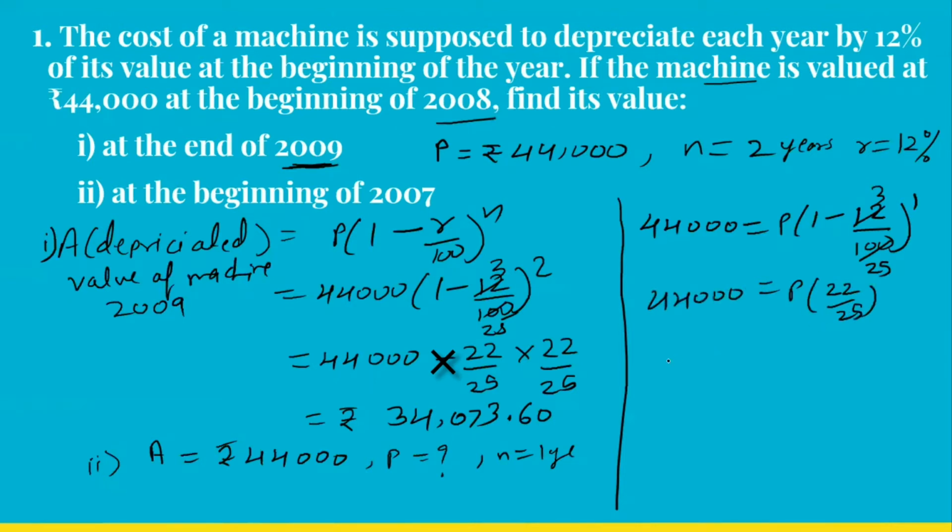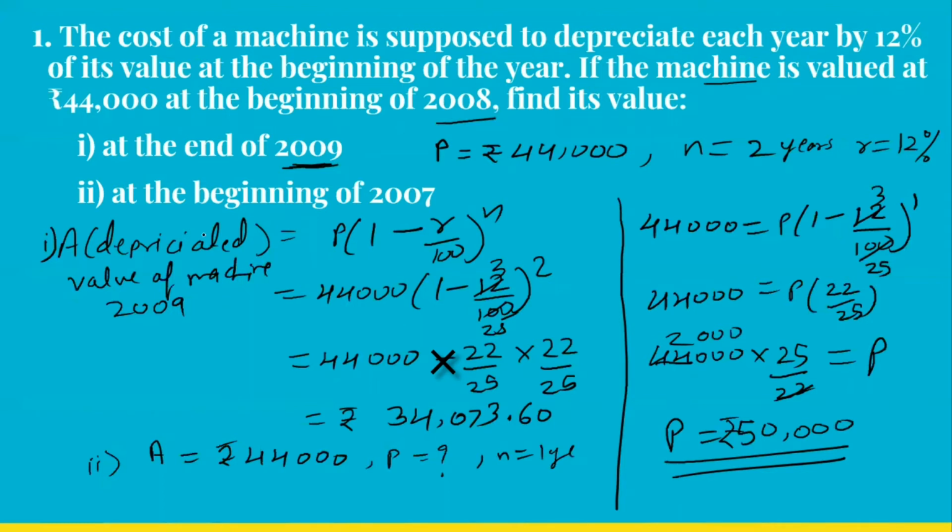So let us shift this over here. We get 44,000 multiplied by 25 by 22 is what we get as P. Divide: 22 2s are 44, so we get here 2,000. And 25 2s are 50, so we get 50,000 rupees. 50,000 is the value of the machine at the beginning of 2007. Got it?